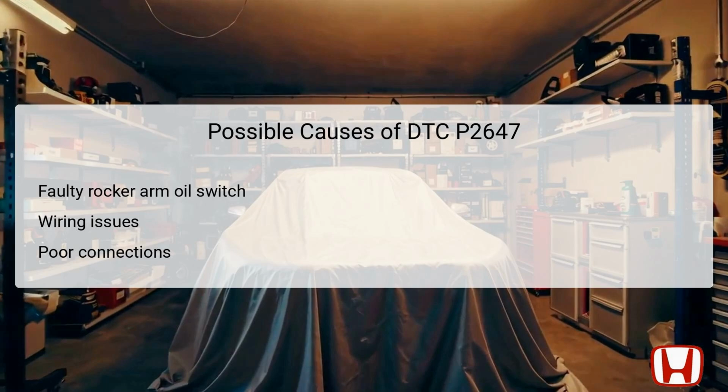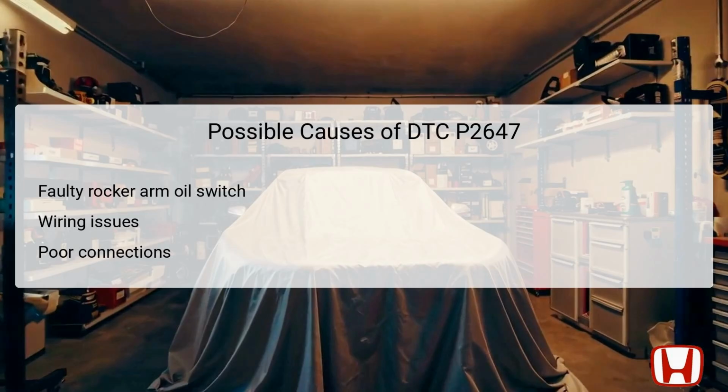A faulty rocker arm oil pressure switch is a leading candidate, as wear or damage can lead to incorrect voltage readings. Additionally, wiring issues such as fraying or short circuits may disrupt the electrical signals that the sensor relies upon, resulting in a high voltage condition.